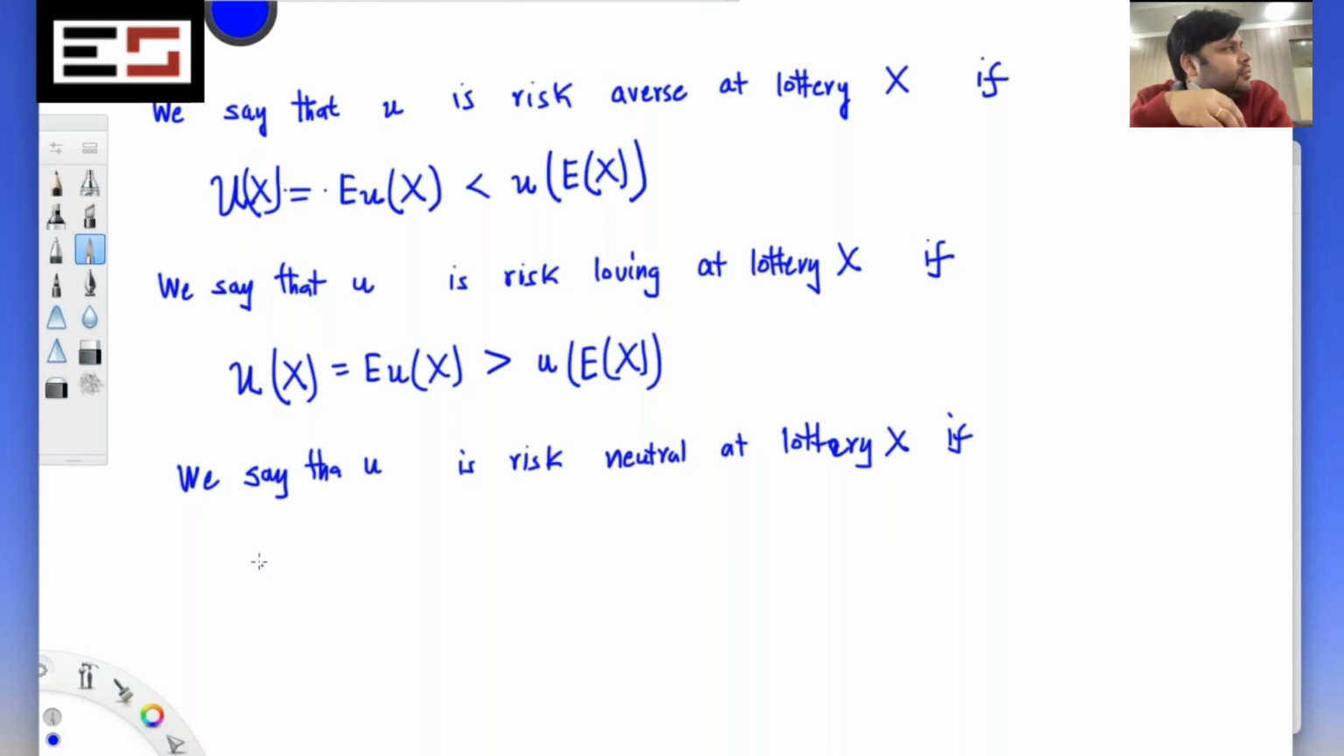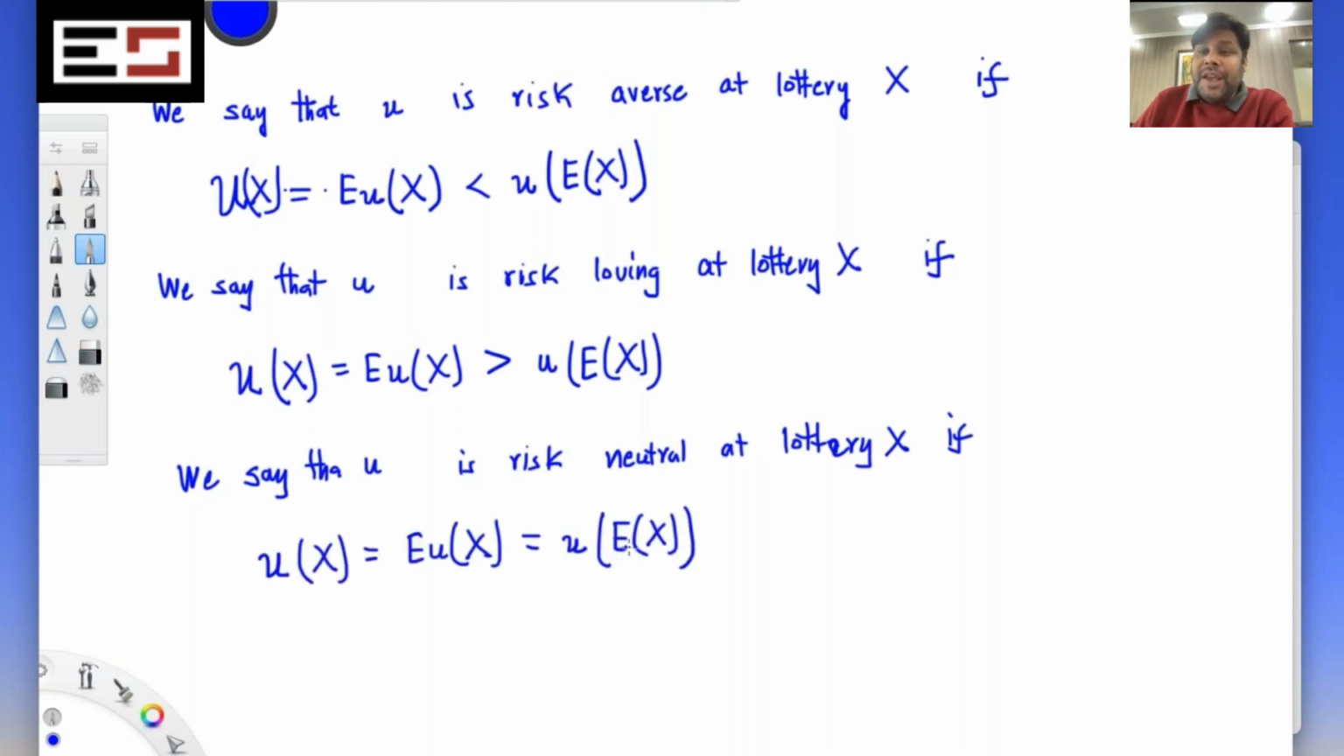Is that fine? Now let me give you the definition of when we say that an individual is risk averse. Of course, what we had so far is risk aversion at a particular lottery. But when can we say that an individual is simply risk averse? We are not really talking about a particular lottery, but we are just saying that this particular individual is risk averse. So there is a definition for that as well.